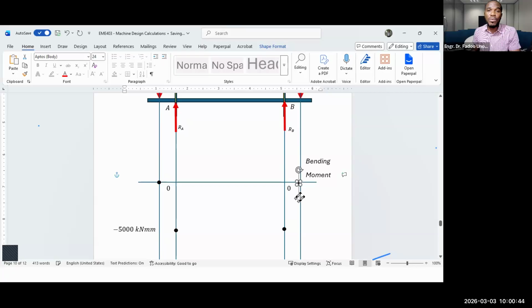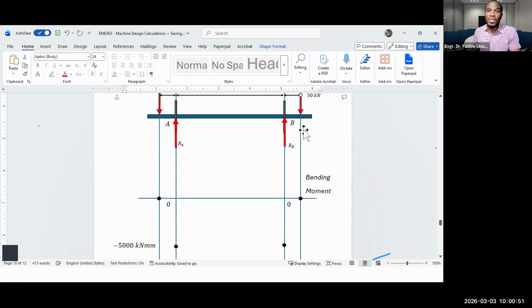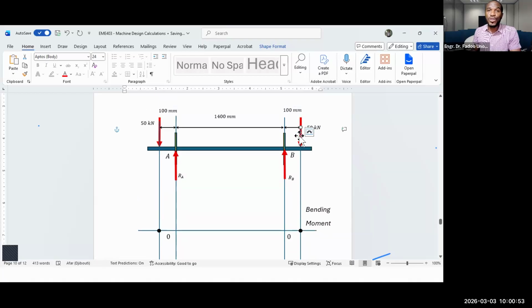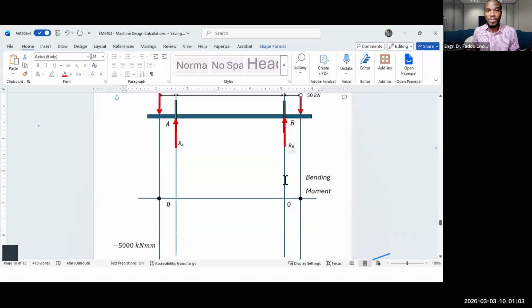And then the same thing will happen here. When you get to this point, you will have a 0 because at this point here, there's no force to the right side of it. So the moment about this point is 0. So usually these things close up as you go that way.